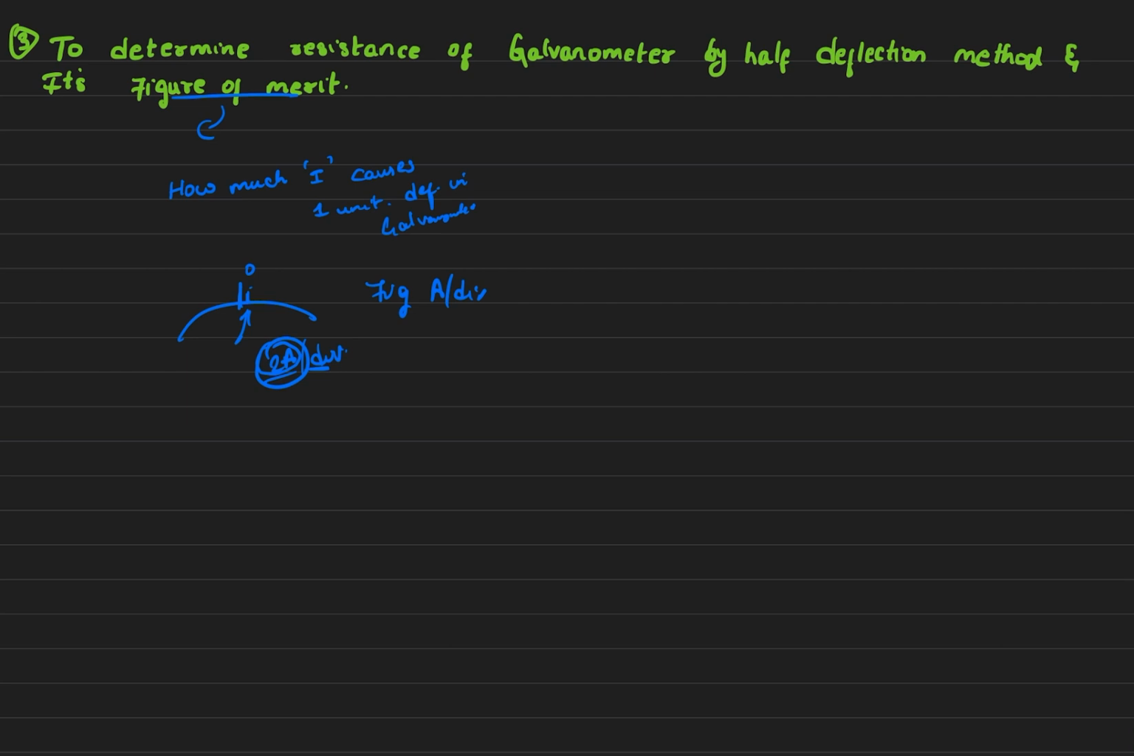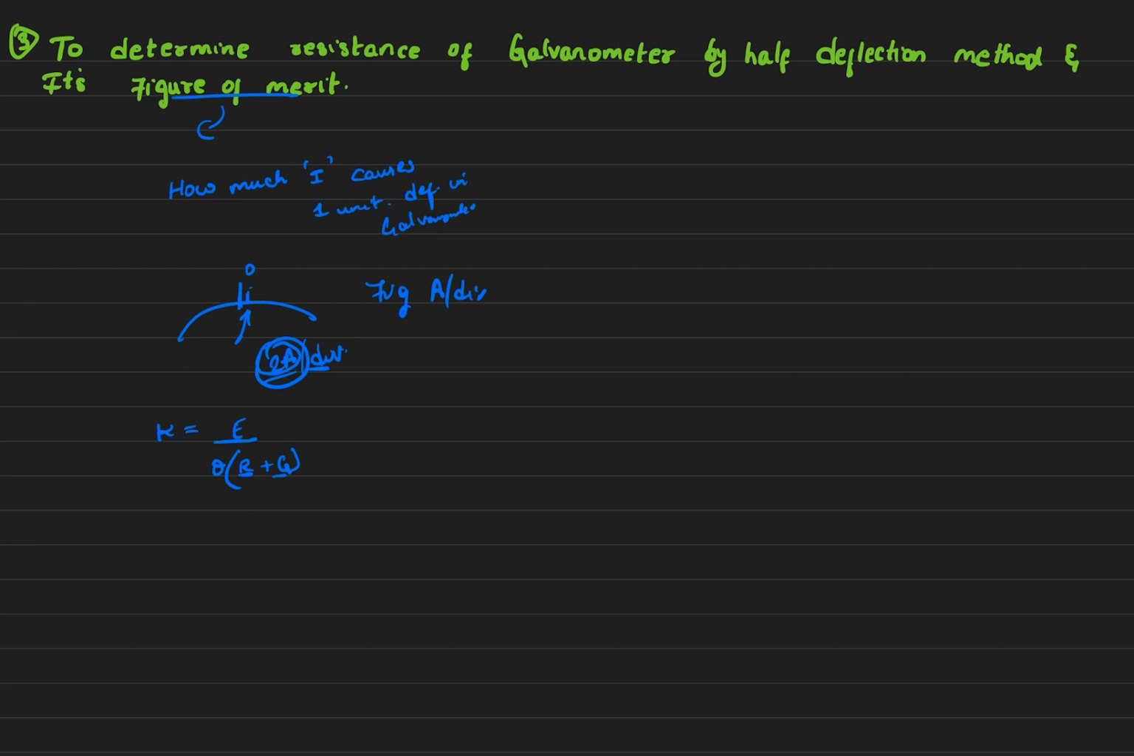Now, because I don't have time to explain lots of things in detail, the only thing you need to remember is that the figure of merit is equal to E by theta, because whatever angle for one deviation you're finding, theta, divided by the resistance plus the resistance of the galvanometer. Whatever resistance you took plus the resistance of the galvanometer. The galvanometer has its own resistance.